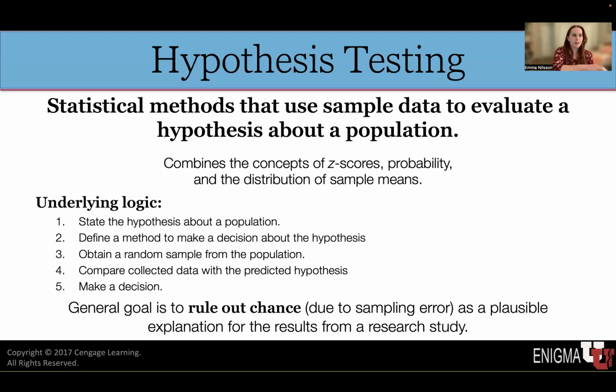The general goal of hypothesis testing is to rule out chance due to sampling error as a plausible explanation for the results from a research study. We want to rule out the chance that any differences from our sample mean to our population mean are because of chance. We want to say they're all because of treatment effect. That's the goal of a hypothesis test.